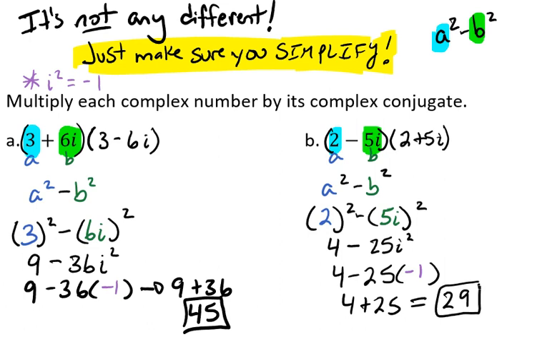As you can see, multiplying by a complex conjugate is really just the same as multiplying by a conjugate, and you're still able to use that a squared minus b squared. You just need to make sure you simplify that i squared.